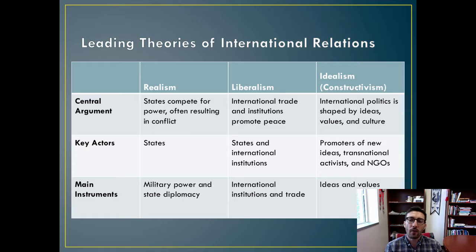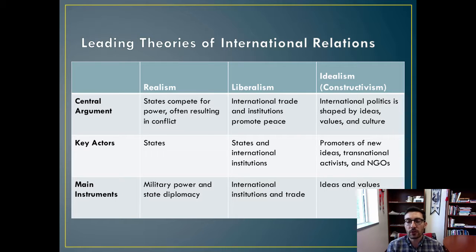And then finally, although this is a little bit confusing, we'll see the terminology change as we go through, so I put it in parentheses for the moment here. You have what was previously known as idealism. This grew out of, or perhaps as a reaction to, realism.